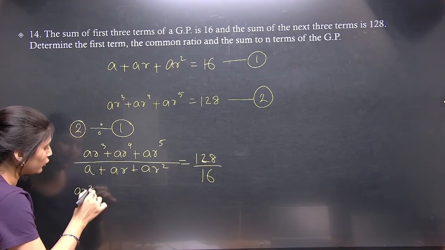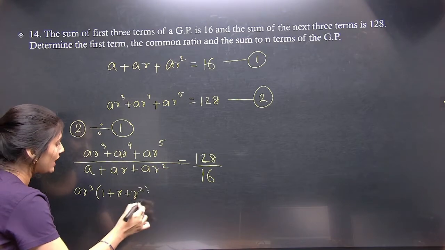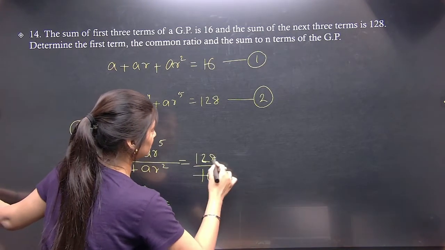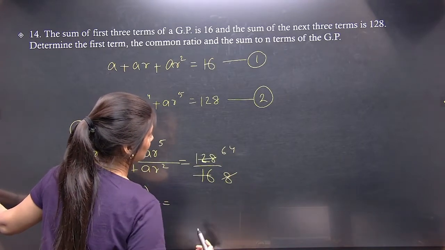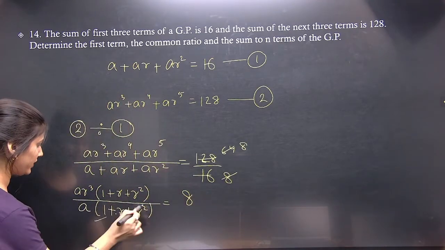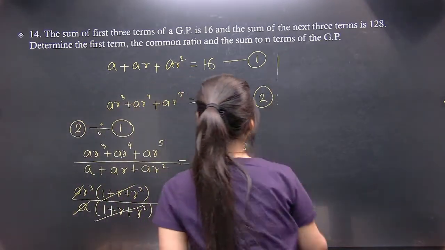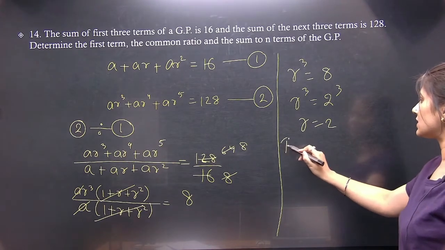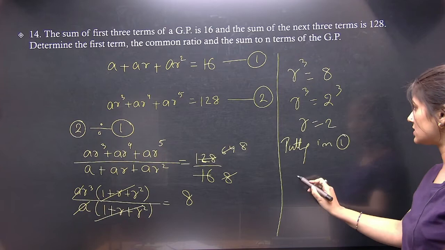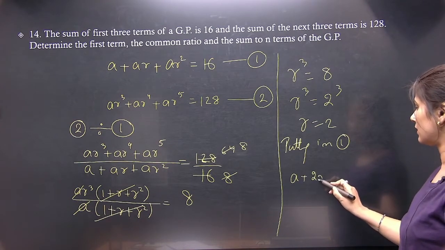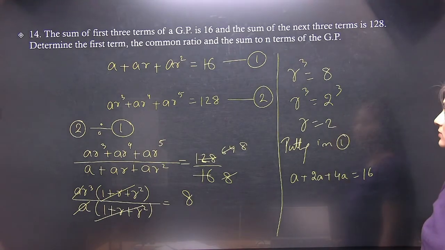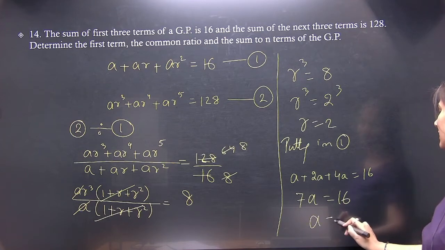Now we can take ar cube common, so it gives 1 plus r plus r square, and at the denominator we have a(1 plus r plus r square). So we have r cube is equal to 8. R cube is equal to 2 cube, which means r is equal to 2. Now if I put this in equation 1, I can get the value of a. It is a plus ar, that is 2a, plus a into r square, 4a, equals 16. So 7a is equal to 16, and the value of a is 16 by 7.